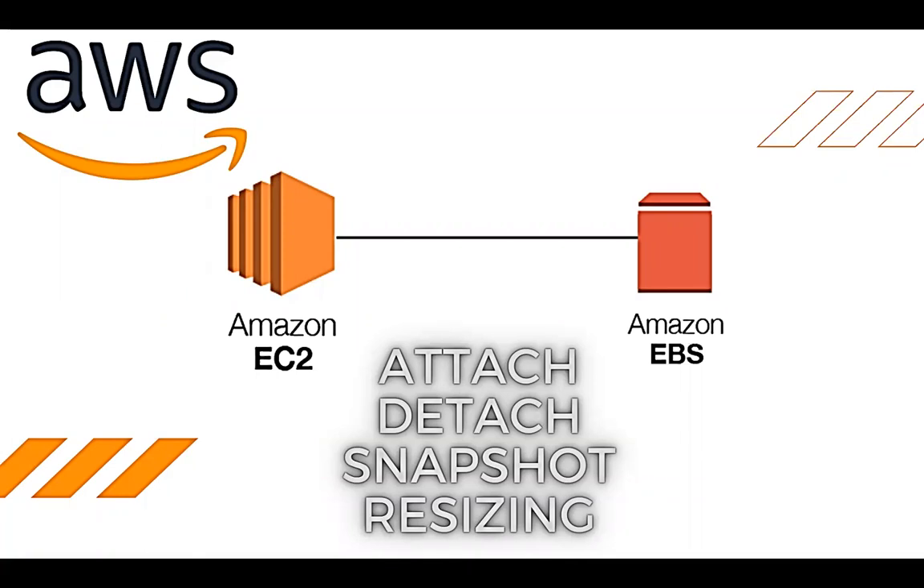In today's video, I'll be showing you about Amazon EBS, that is Elastic Block Store. I will show you how to create volumes, how to attach, how to detach, how to resize the volumes, and also to take snapshots and how to attach the volumes to the EC2 instance. All those things I'm going to cover in this video.